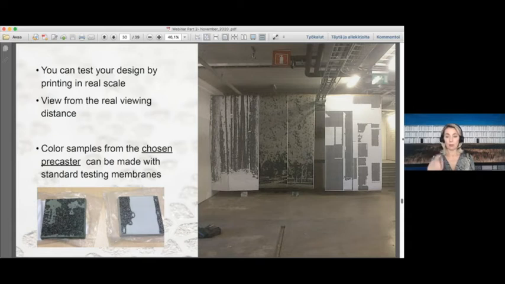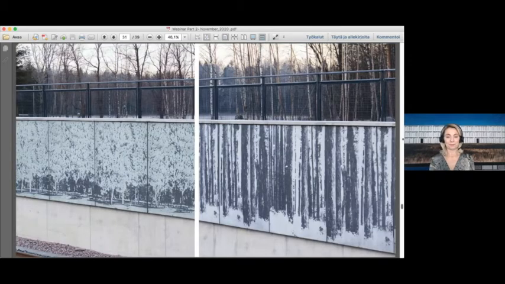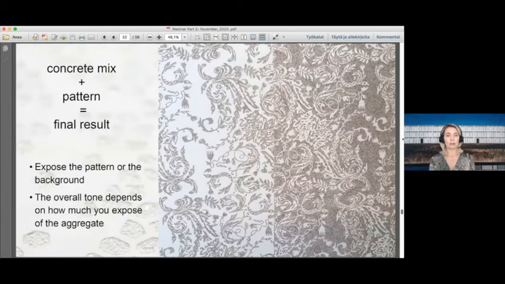Now if you take a look at those printed ones, and here you can see the final result, it looks pretty much exactly the same. It's important to remember that your final result is a combination of the concrete mix and the pattern. Like you can see here, you have a concrete mix with a gray stone, but even with the pattern, you can fine tune the darkness and lightness. How much do you expose? Do you expose the background? Do you expose the pattern? There are so many options, but remember that it is a combination of these two.